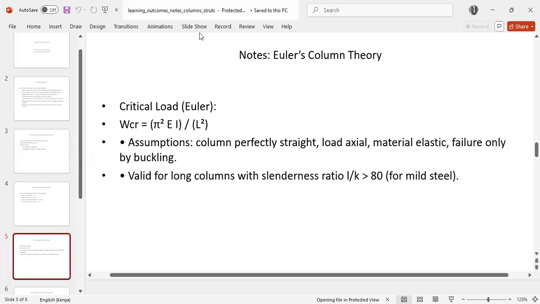Yes, Mwalimu. Ladies, are we together? Yes. We have talked about types of columns which are based on the shape, based on the material, based on load transmission, and based on slenderness ratio. I can see you're doing well in the chat box.